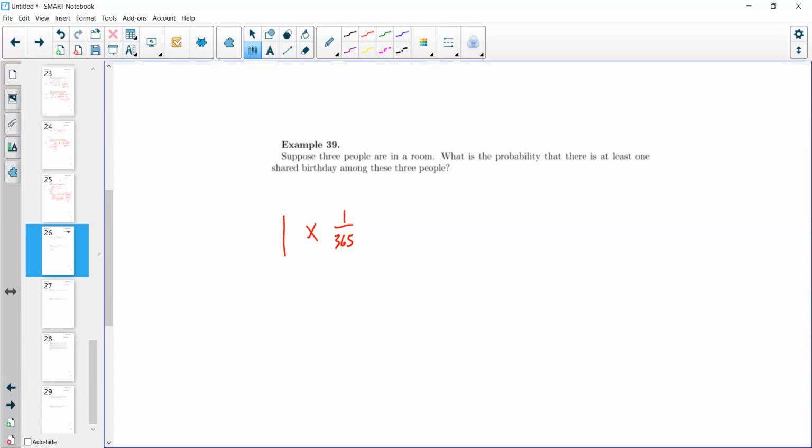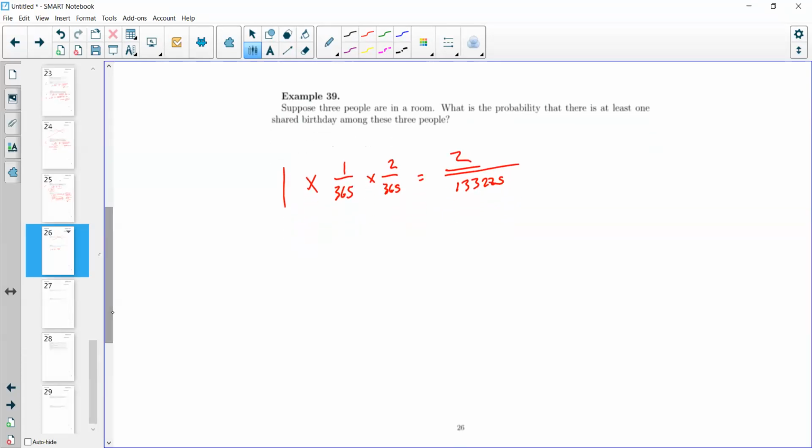Now, what's the probability that the third person has the same birthday as one of the other 2 people? Well, how many possible outcomes will be a positive result? How many different birthdays are we talking about? 2. How many days in a year? So we get 2 over some big number. 365, 133,225. Okay. Any questions on how that works?